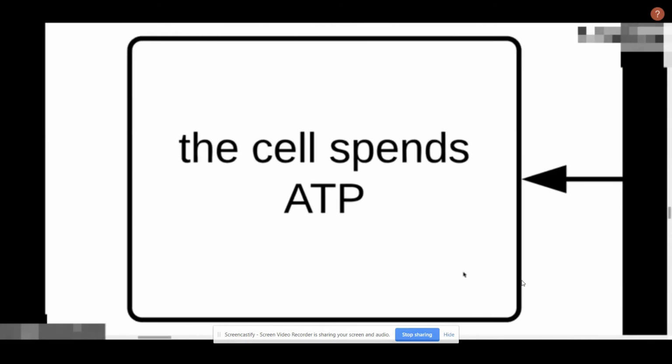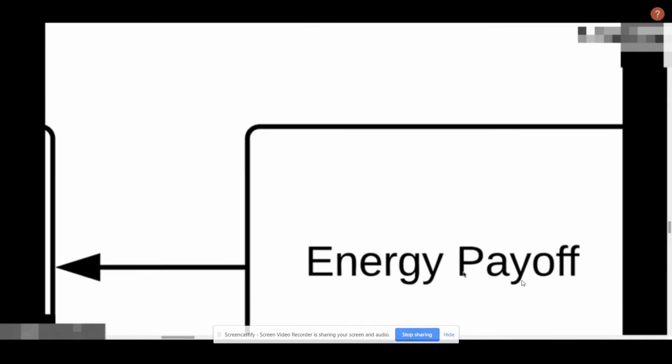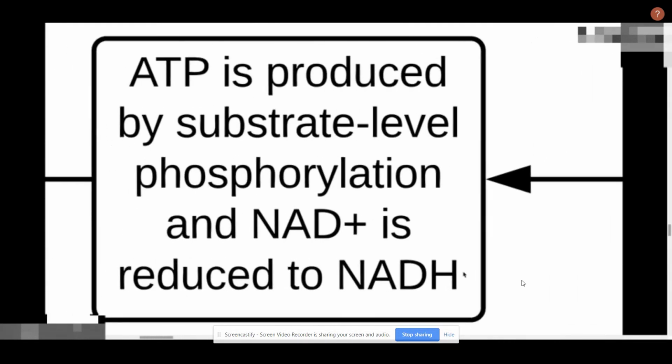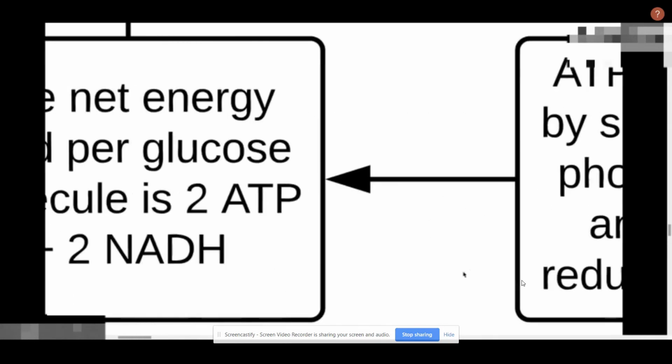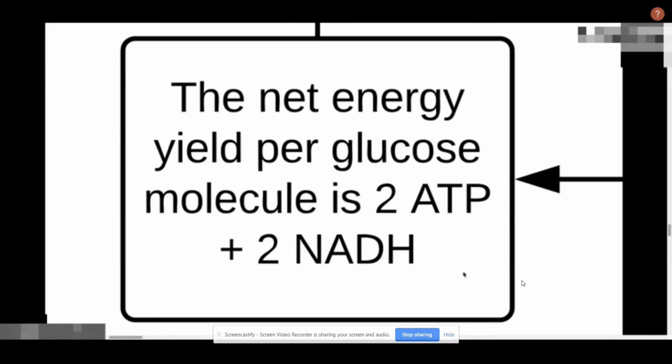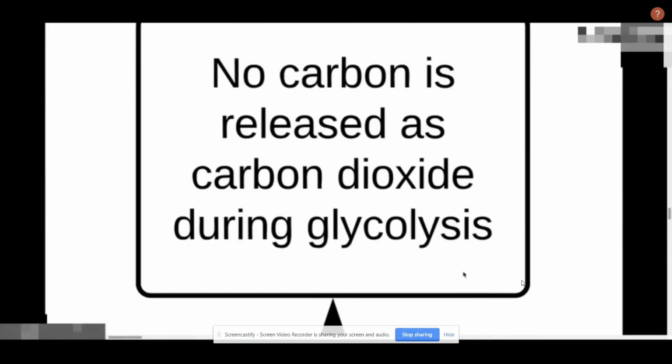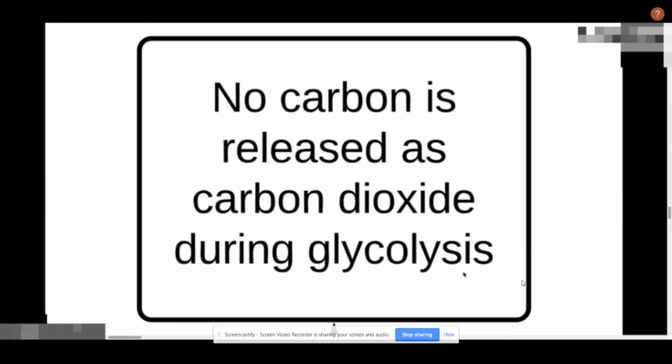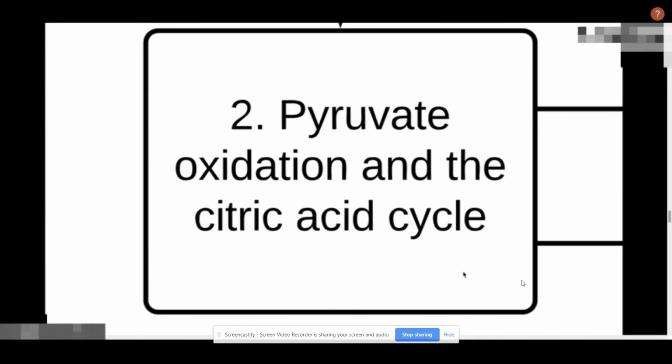Energy investment: the cell spends ATP. Energy payoff: ATP is produced by substrate-level phosphorylation and NAD+ is reduced to NADH. The net energy yield per glucose molecule is 2 ATP plus 2 NADH. No carbon is released as carbon dioxide during glycolysis.